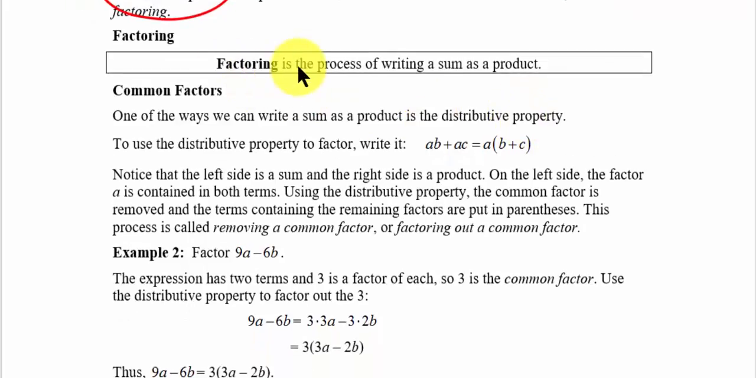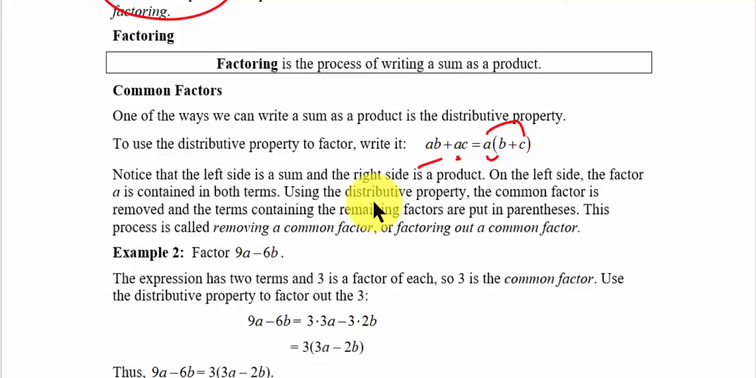All right, they give us a quick definition. It's the process of writing a sum as a product. Remember, it's almost like the reverse distributive property, right? If I were to ask you to distribute the A, you'd have A times B and A times C. So we're just really doing the reverse of the distributive property.